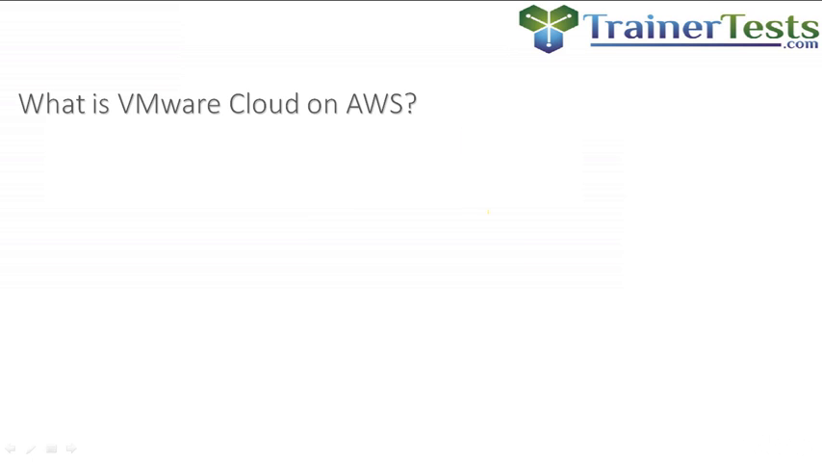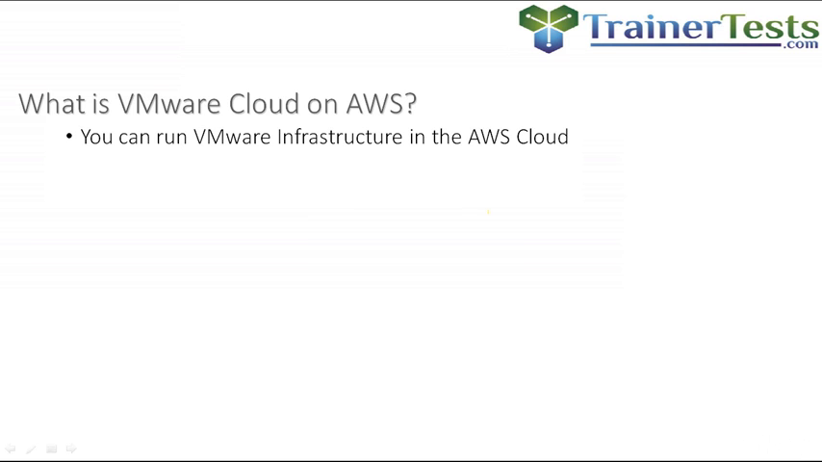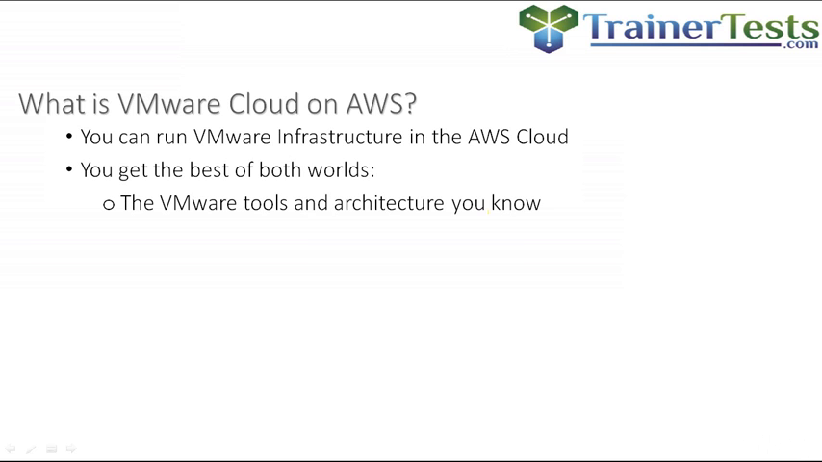Okay, so what is the VMware Cloud on AWS? Well, it's a way that you can run your familiar VMware infrastructure inside of the AWS cloud. You can use the HTML5 client to access vCenter and modify your VMware inventory the way that you're accustomed to doing. Right? So you really get the best of both worlds.